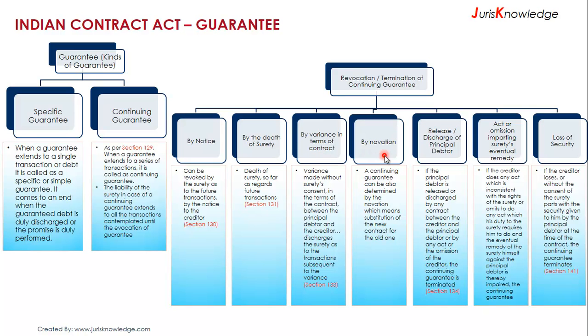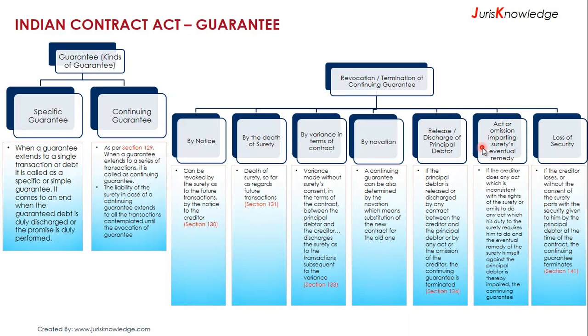By novation, a continuing guarantee can also be determined by novation, which means substitution of the new contract for the old one. Release or discharge of the principal debtor: if the principal debtor is released or discharged by any contract between the creditor and the principal debtor, or by any act or omission of the creditor, the continuing guarantee is terminated. This is defined in section 134.